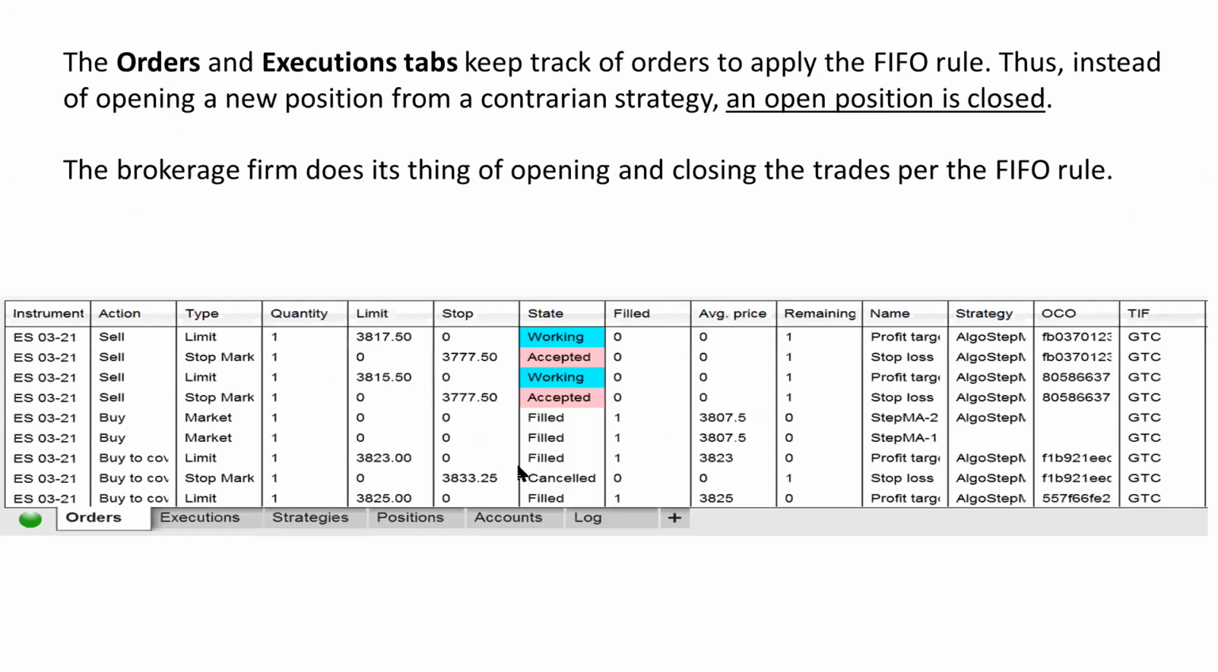The orders and execution tabs keep track of orders to apply the FIFO rule. So the orders will keep the pending orders for limit orders or stop. And this is where the brokers will control the in and out of the strategies.